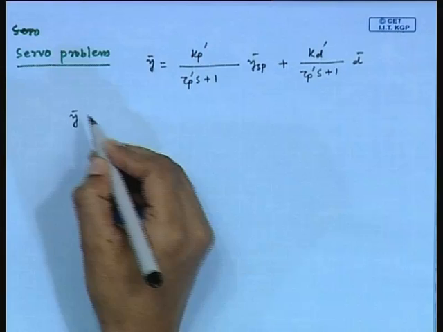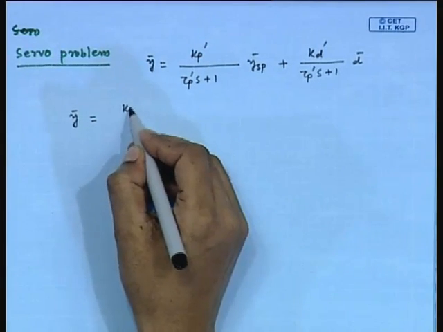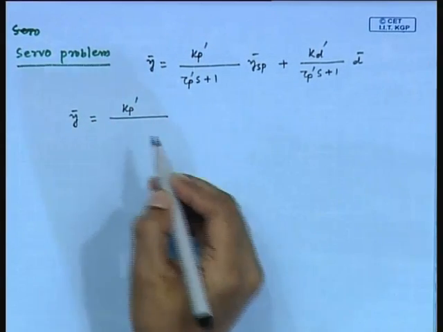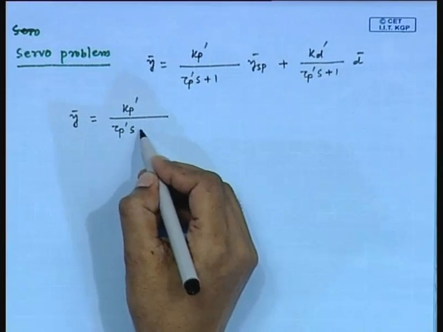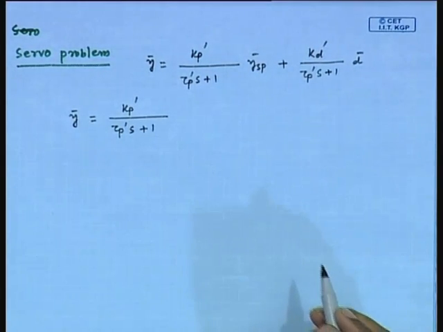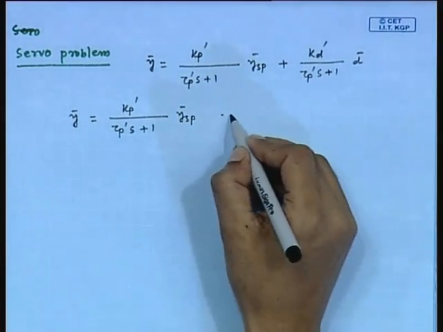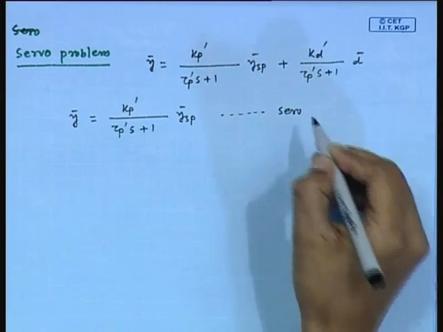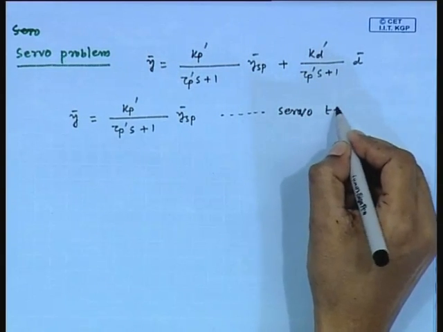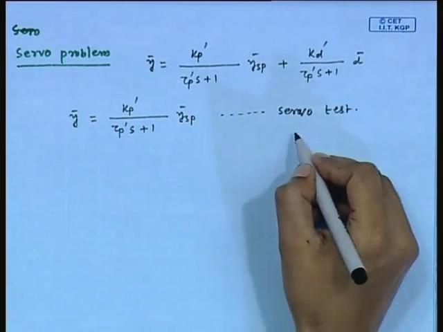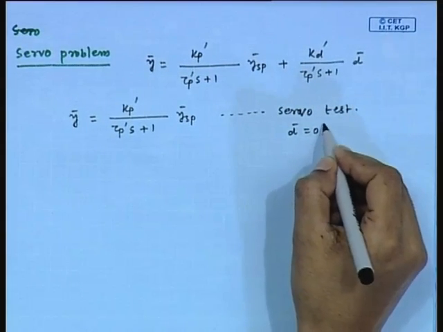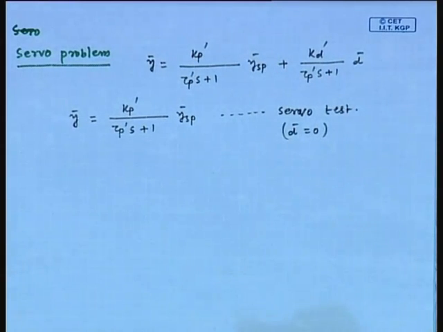So, for servo problem, d bar equals 0. That means the transfer function becomes y bar equals Kp prime divided by tau p prime s plus 1 y set point bar, this is for the case of servo test, because for servo test no change in the disturbance is considered.